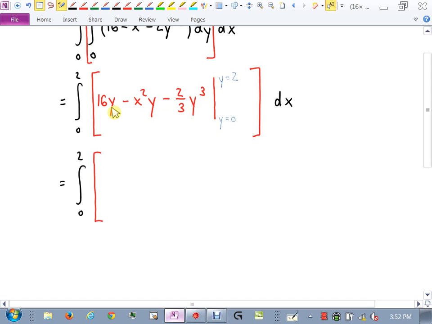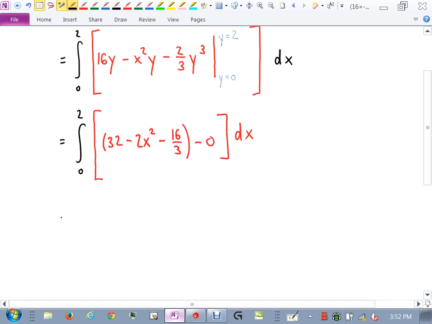So plug in 2 for y, we get what? 32 minus 2x squared minus 16/3. Okay, that's what you get when you plug in 2. Now plug in 0 for y. It's all gone, so minus nothing. And then dx. And then look, we're back in a Cal 1 problem now. Or no, Cal 2, sorry, wrong class. Well, Cal 1, you probably may have seen this in Cal 1 because it's just a basic power rule integration.